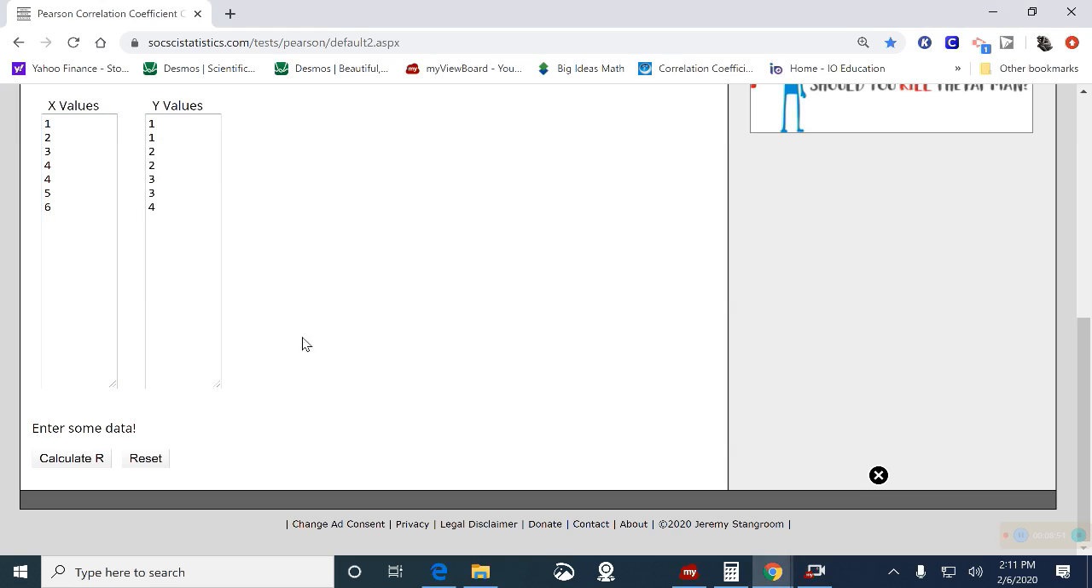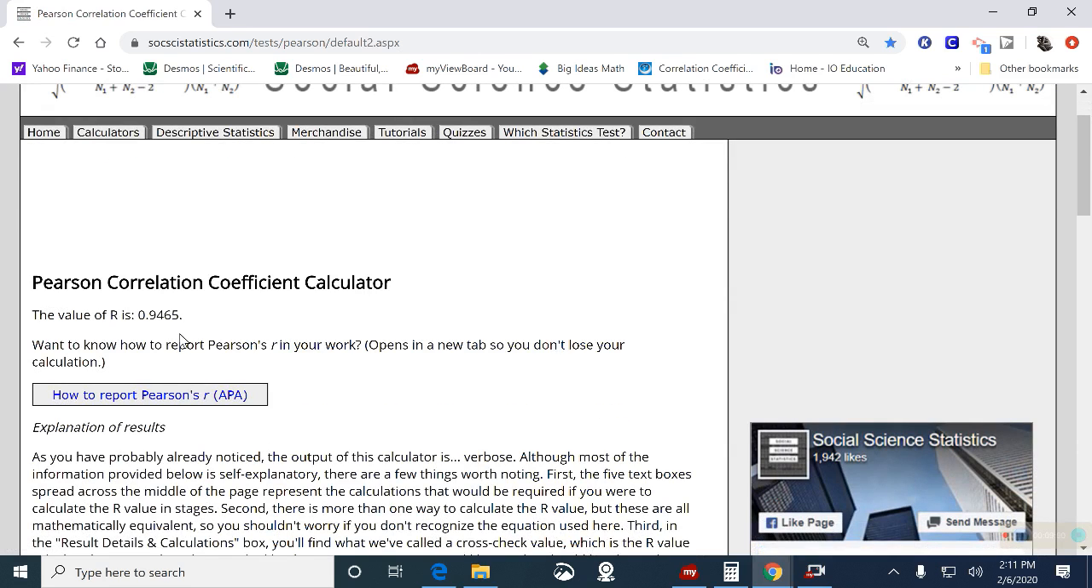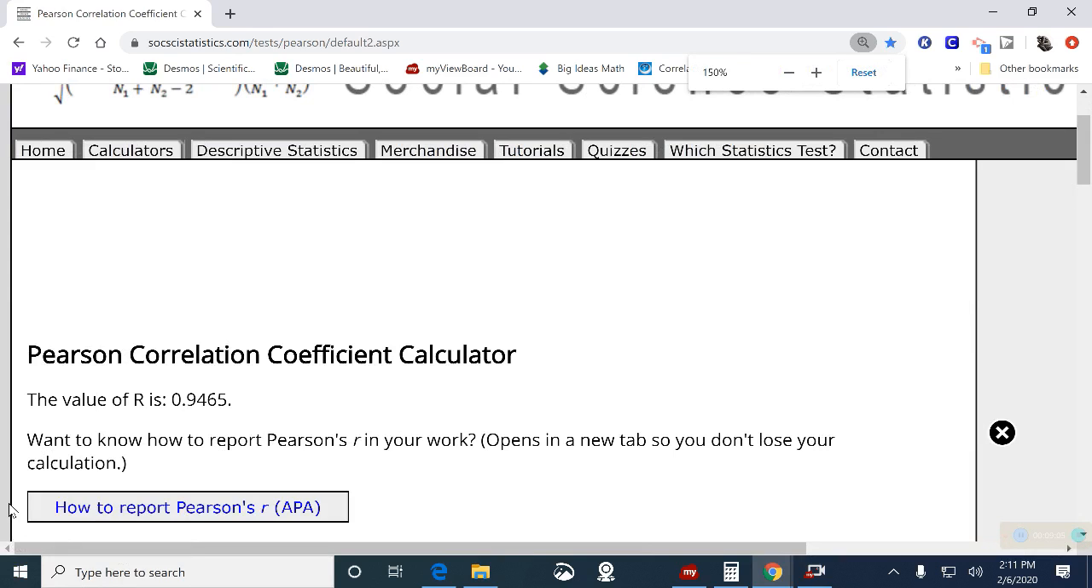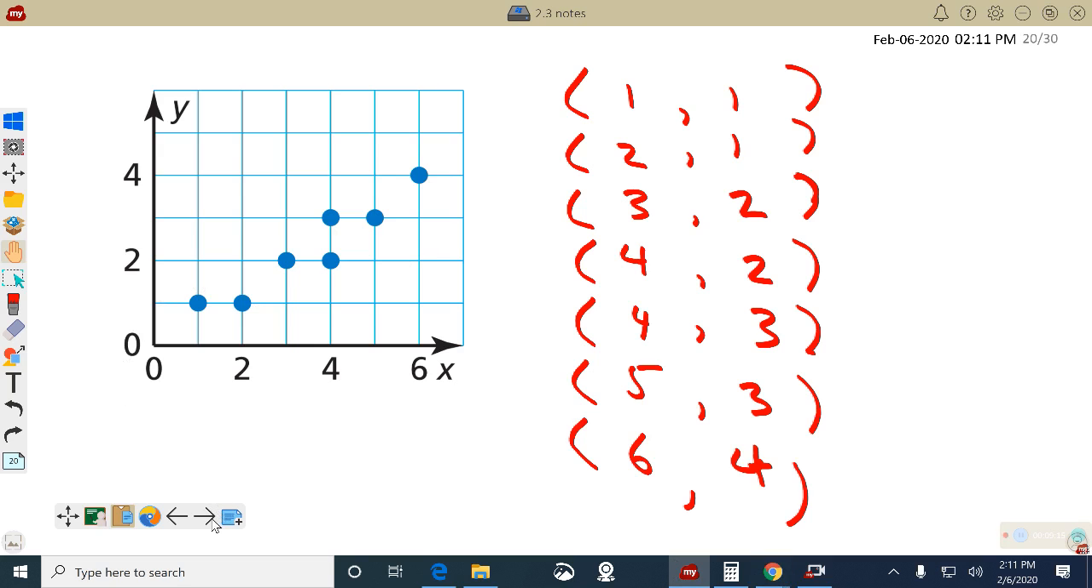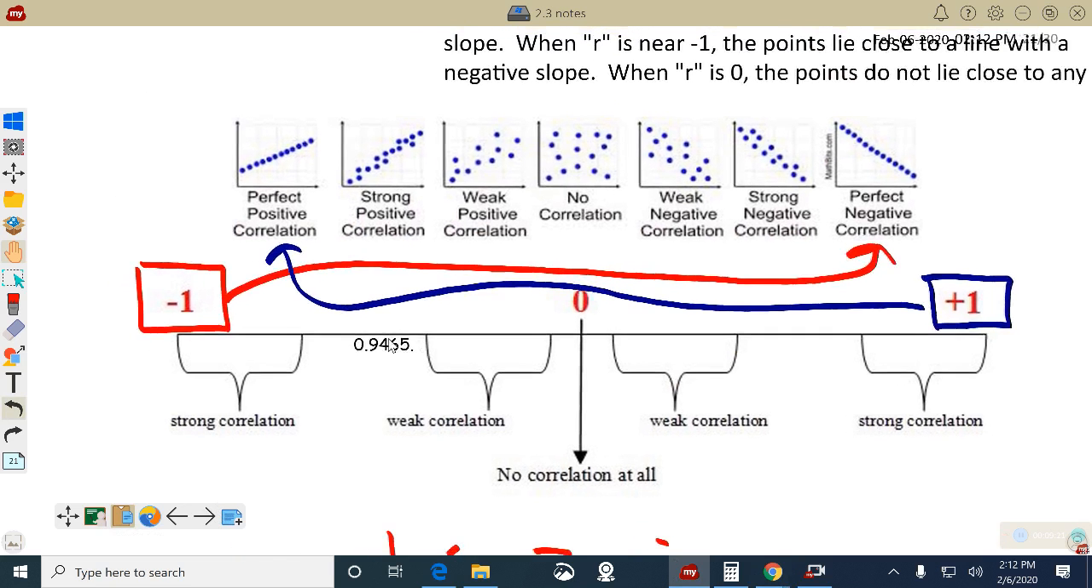All right, so look how I'm going to do. Just calculate R. Look at how ridiculously easy this is. Calculate R. There it is. So the R value is 0.9465. Let me copy and paste that. Where does 0.9465 lie on our scale? Let me paste it right here, see if it comes out. Look at 0.9465.